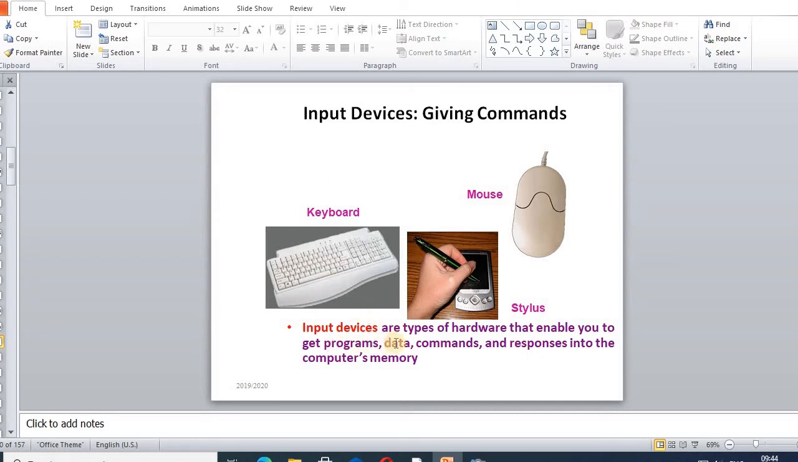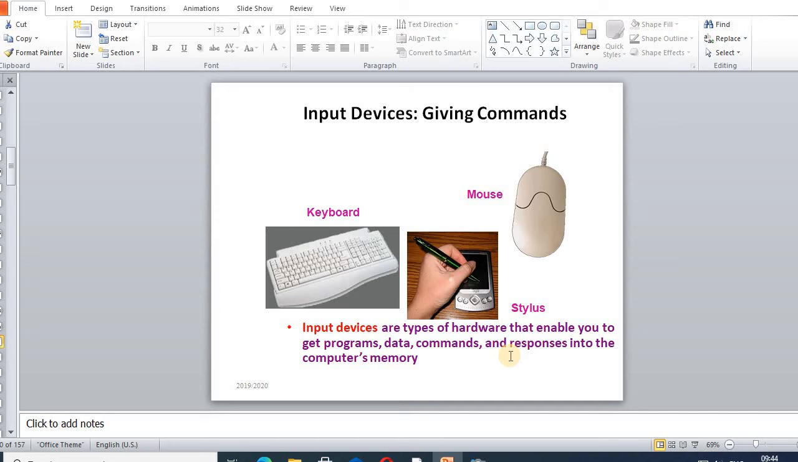Input devices are types of hardware that enable you to get programs, data, commands, and responses into the computer memory. And responses into the computer memory. So the input devices will always be used for entering.